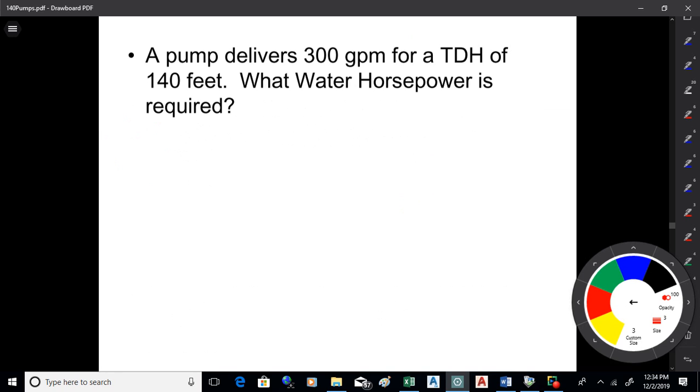So if we got 300 gallons per minute and a TDH of 140 feet, what's the water horsepower required? Okay, so by water horsepower, I mean the horsepower that's delivered to the water by the pump. Okay, so I'm on page 143 at the bottom.